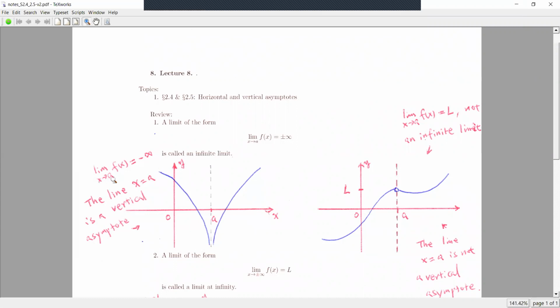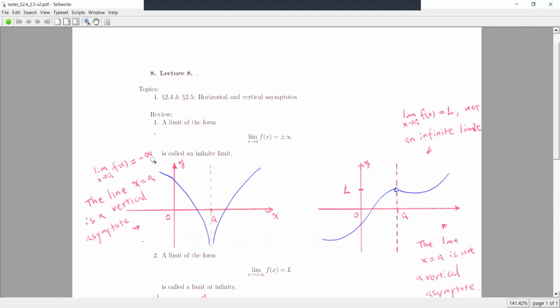X approaches A from both sides. This is a both-sided limit. Function approaches negative infinity. So near the point A, the graph of the function goes down to negative infinity. This vertical line is a vertical asymptote. The equation of this line is x is equal to A. All the points on the line satisfy this equation.